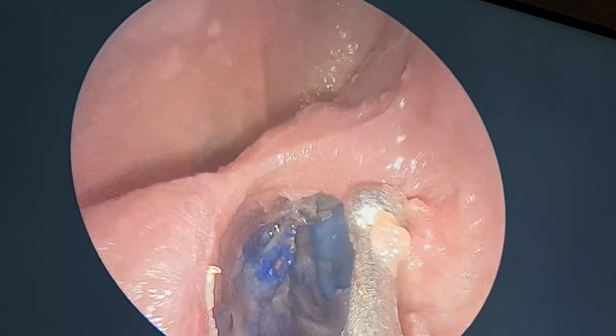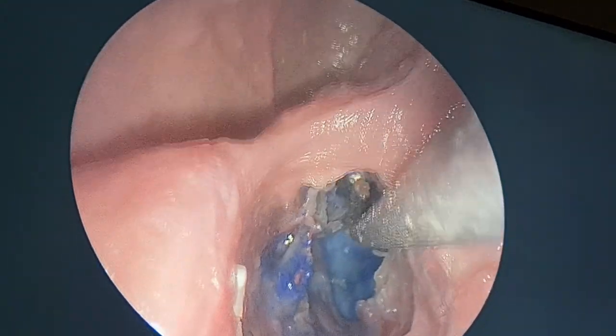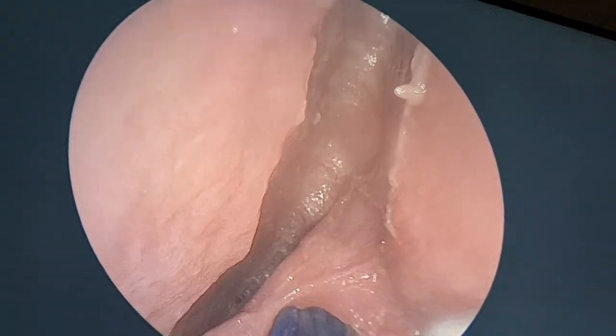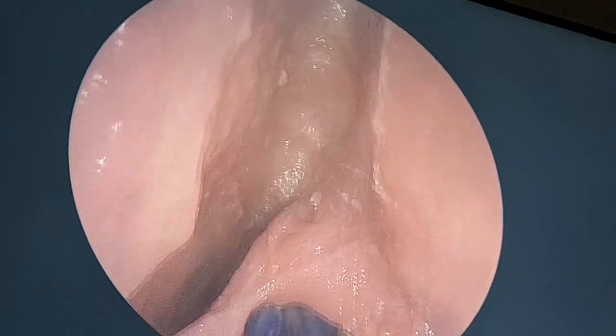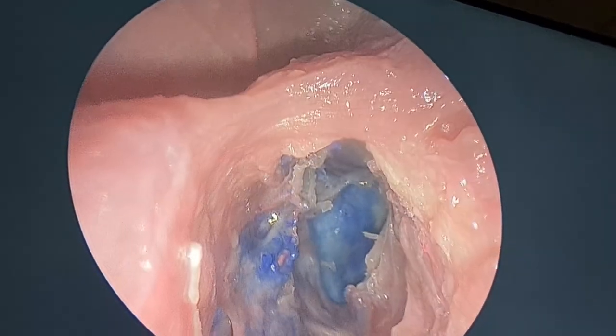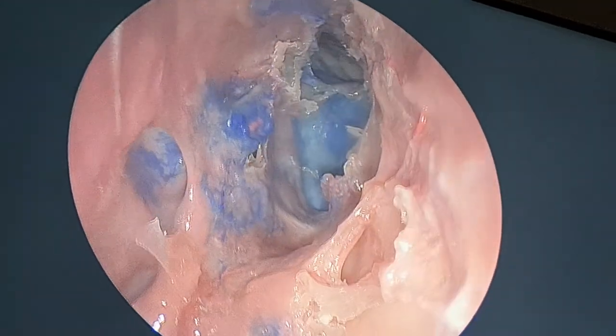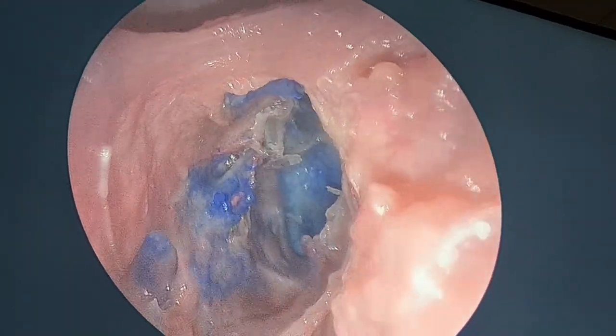Then you would be doing the entire frontal sinus work. See this frontal sinus work? If I remove this beak all the way, I can see from here with the 0 degree the entire frontal sinus. Once you have completed your Draf, then playing inside the frontal sinus is the simplest thing. It's like child's play. Once you see everything with a 0 degree inside the frontal sinus, you can do any damn thing.